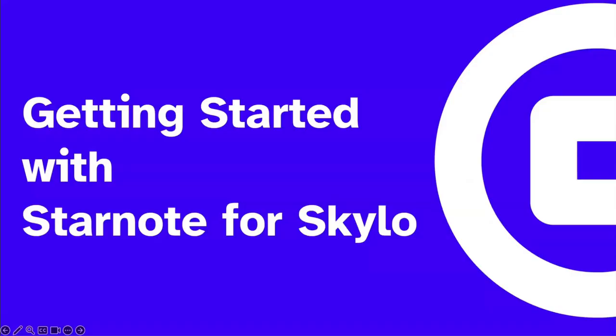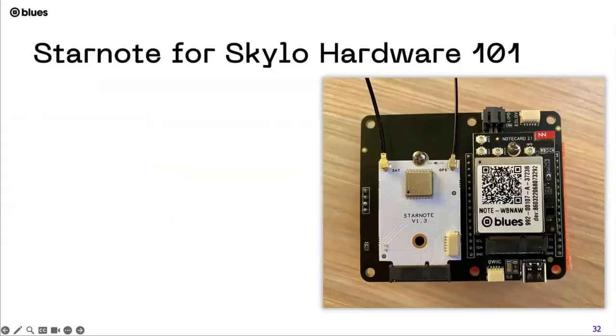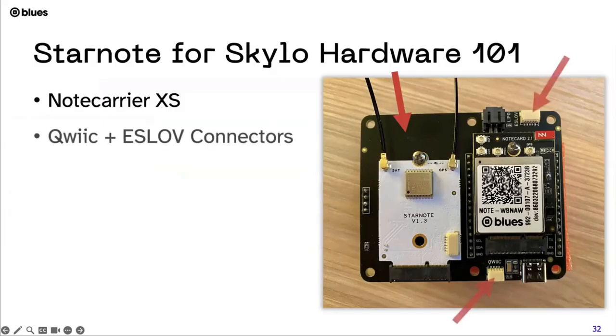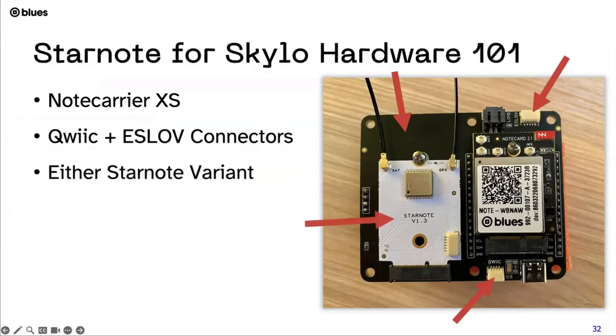So that's Starnote at a glance, and I did want to briefly touch on how to get started incorporating the hardware as well. Let me first introduce you to Notecarrier XS. This is a specially designed note carrier board, development board, however you want to frame it, for use with Starnote. It does feature both Qwiic and eSIM connectors for attaching peripherals. It does, of course, work with either Starnote variant, and it does have a USB-C port.